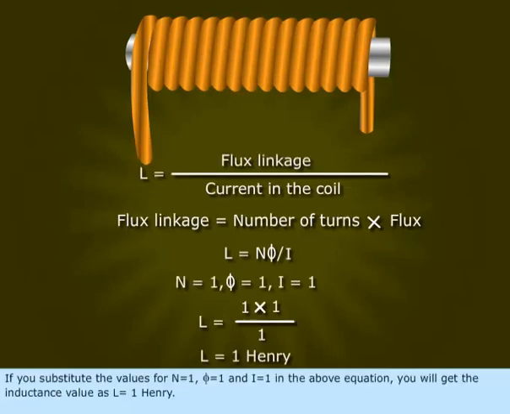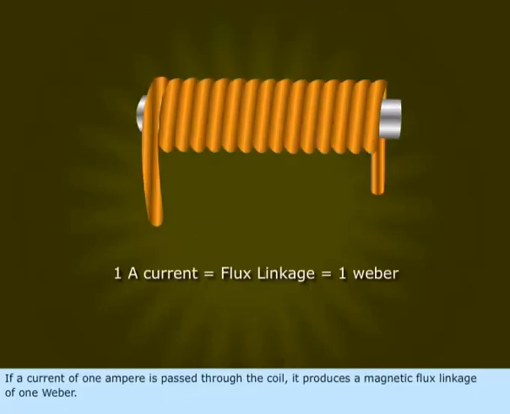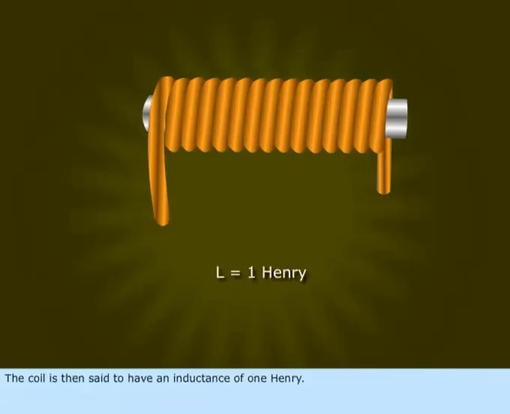If you substitute the values for N equals 1, phi equals 1, and I equals 1 in the above equation, you will get the inductance value as L equals 1 Henry. If a current of 1 ampere is passed through the coil, it produces a magnetic flux linkage of 1 Weber. The coil is then said to have an inductance of 1 Henry.